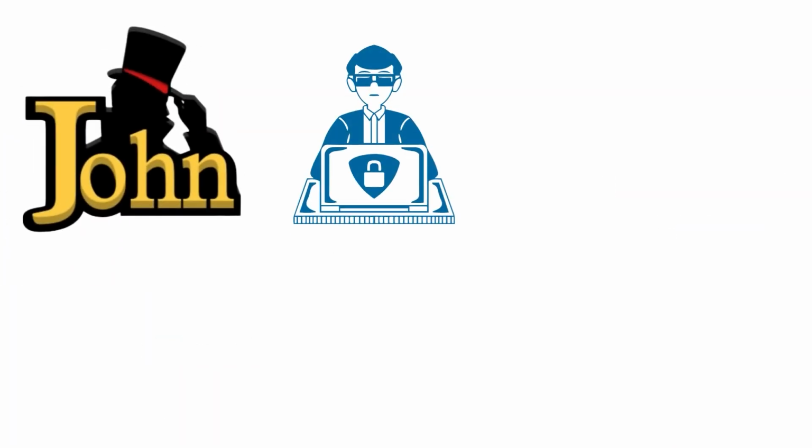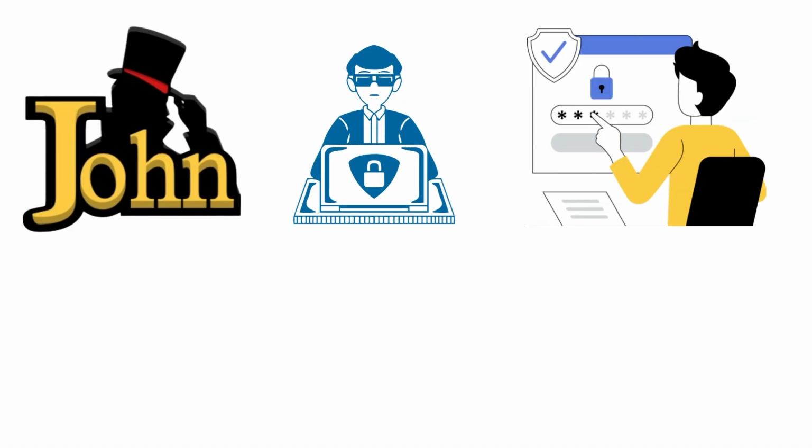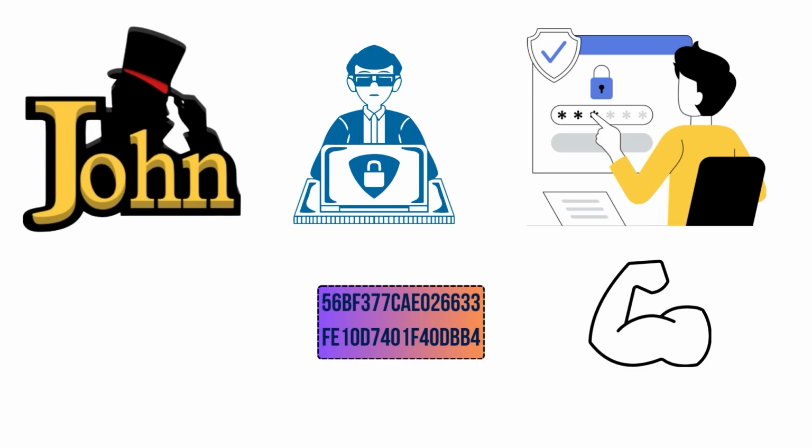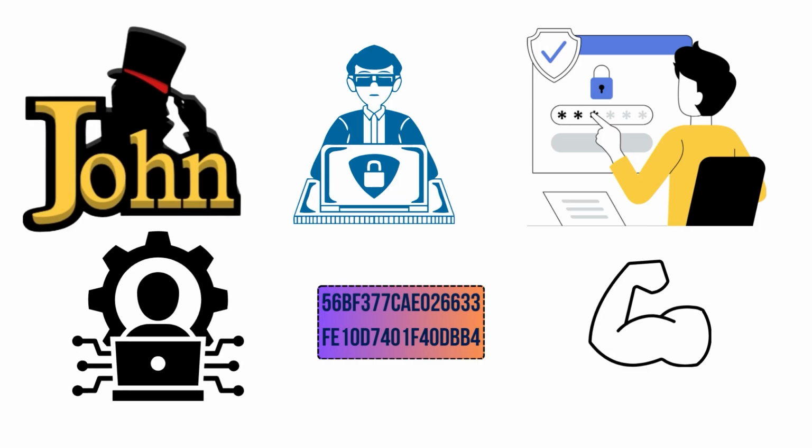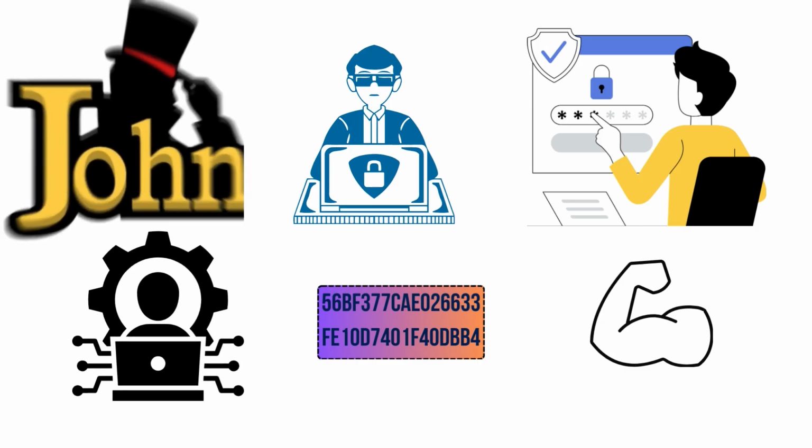This is where tools like John the Ripper come into play in cybersecurity learning and auditing. They help security professionals evaluate password strength by attempting to recover weak hashes, so that systems can be improved and made more secure. Let's get started.